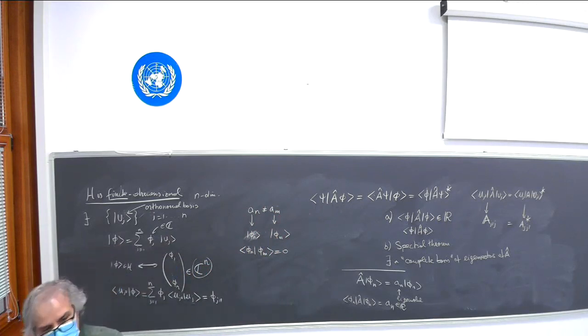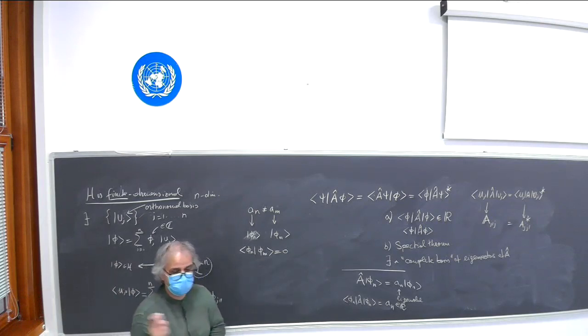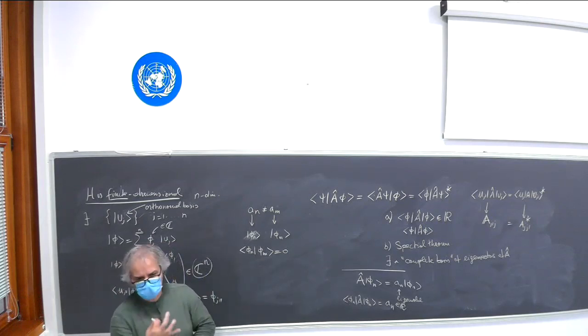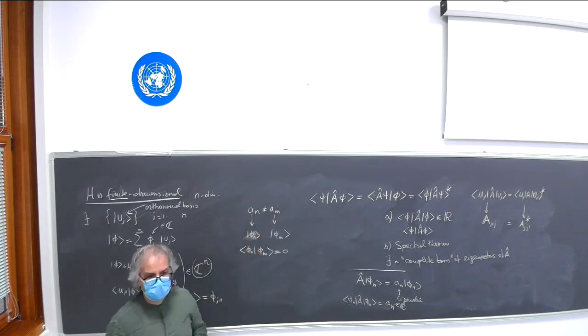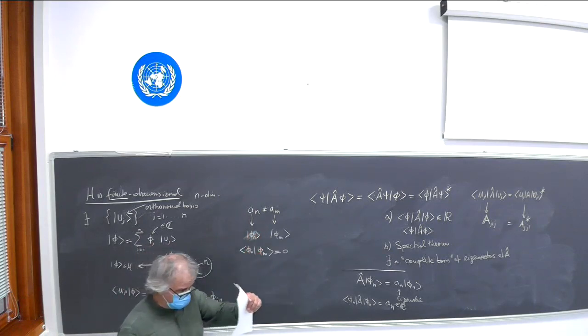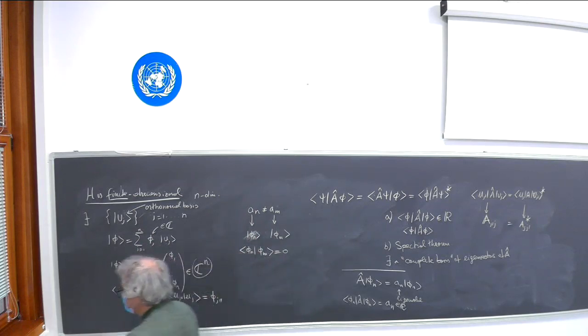If the two eigenvalues are the same, it could be degenerate, then you cannot conclude. In principle, you have to construct the orthonormal set if they are degenerate. They don't come automatically. But if they are different, they are automatically orthogonal. And the proof is very, very simple. Let me just show this to you.